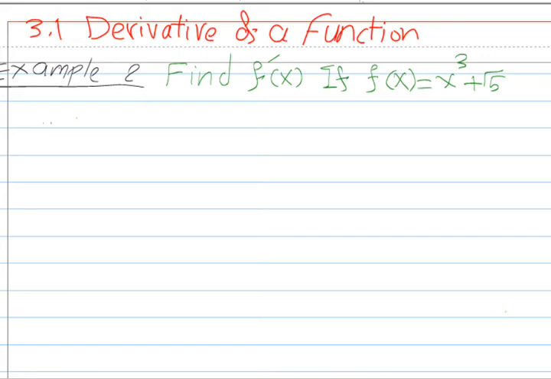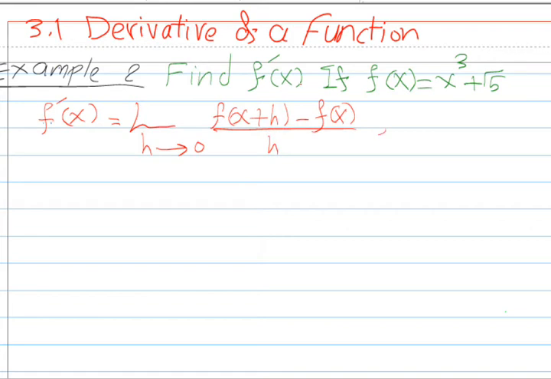Example 2. Find f prime of x if f of x equals x cubed plus radical 5. To solve this example, let's remember the same formula that we used before. F prime of x equals the limit as h approaches 0 of f of x plus h minus f of x over h, where f of x equals x cubed plus radical 5.